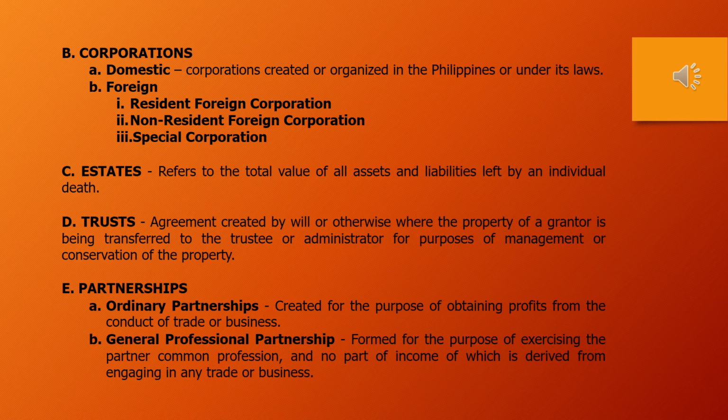So it is classified as ordinary or general professional partnership. Ordinary, it is created for the purpose of obtaining profits from the conduct of trade or business. So, ayan. While the general professional partnership, it is formed for the purpose of exercising the partners' common profession, and no part of the income is derived from engaging in any trade or business. Ayan, GPP is tax exempt unless na lang if it is involved in merchandising or trade businesses. Ayan, so there you have it, the classification of taxpayers and earners.